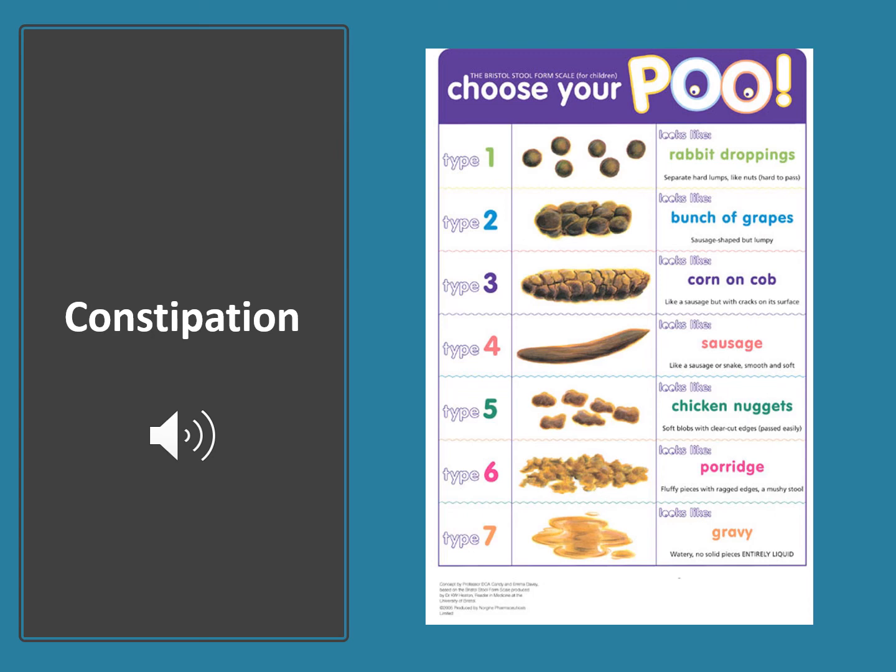Enemas are really avoided if at all possible. That can be a little traumatic for the child. It doesn't always clean them out. So, kind of the newer method is to just give them doses of Miralax on a pretty frequent basis.